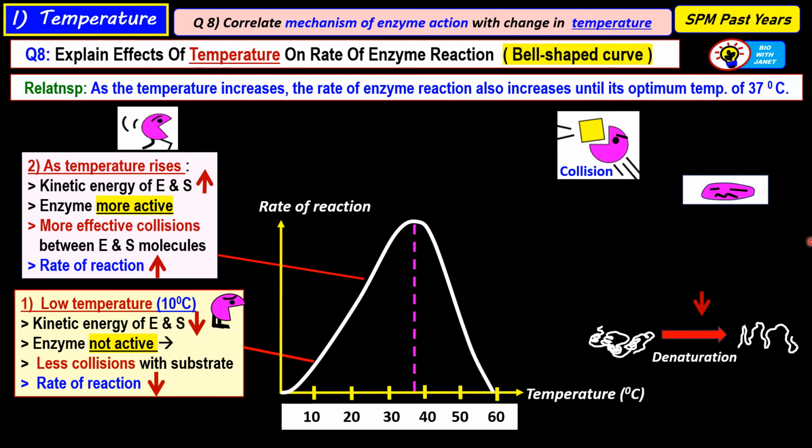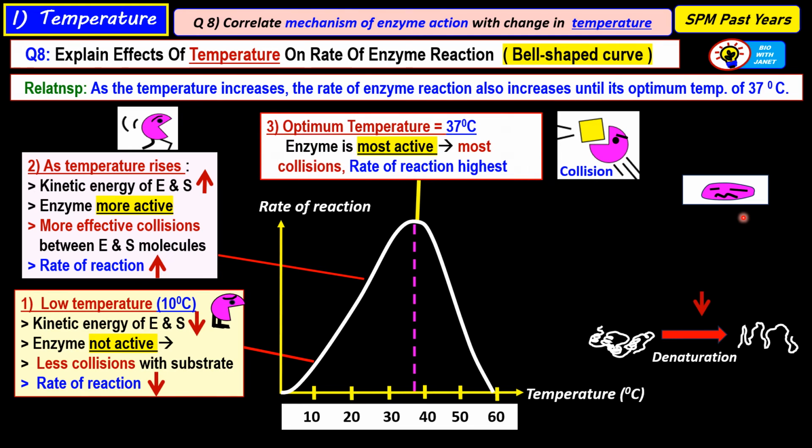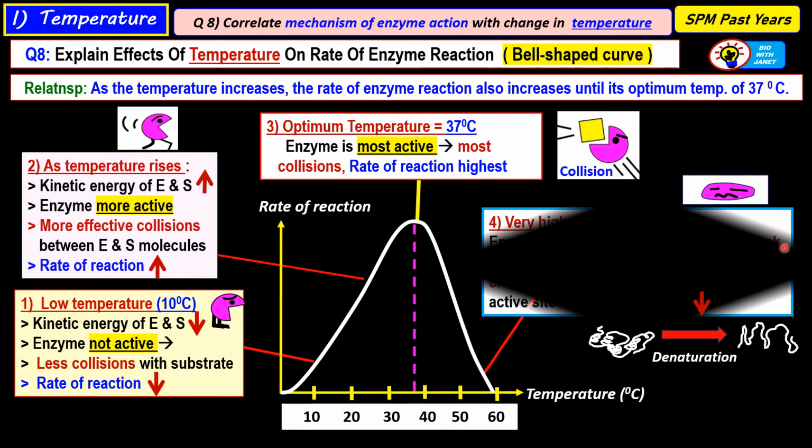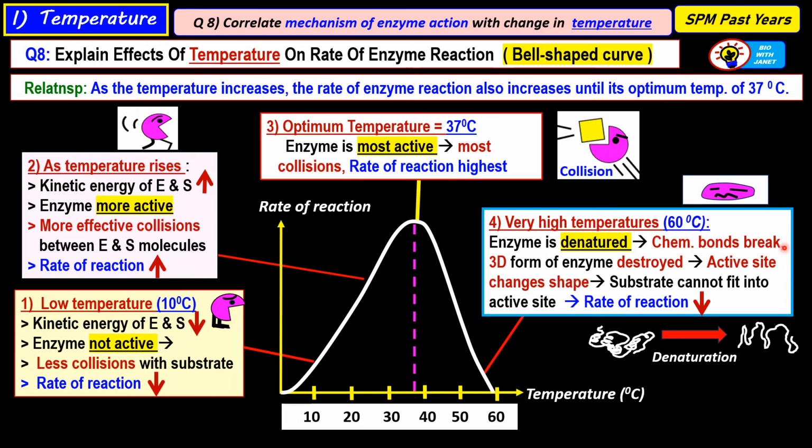Okay. So the rate of reaction increases as temperature increases until the optimum temperature of 37 degrees Celsius. At this stage, the enzyme is the most active. Substrates are also active. There are the most effective collisions, and the rate of reaction is the highest here, right? But at higher temperatures, such as 60 degrees Celsius or 50 degrees Celsius, the rate of reaction decreases.